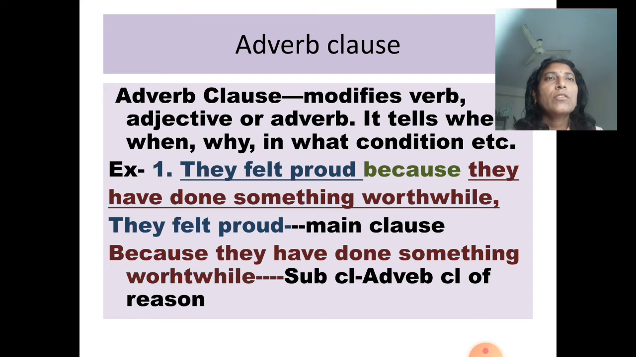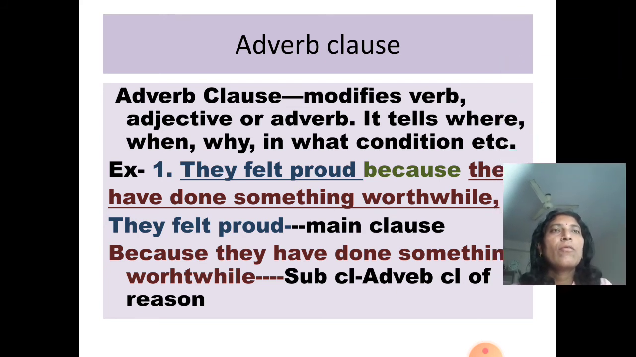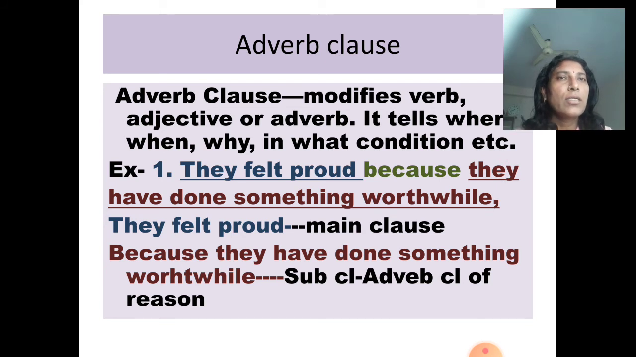Adverb clause. These are two identical clauses joined with a subordinator. It modifies a verb, adjective or adverb. It tells where, when, why, in what condition, etc. Now see these examples. They felt proud because they have done something worthwhile. Here in this sentence, they felt proud is the main clause, and they have done something worthwhile is the subordinate clause, and this is joined with because, the subordinator. So because they have done something worthwhile is the subordinate clause. We can call it an adverb clause of reason.